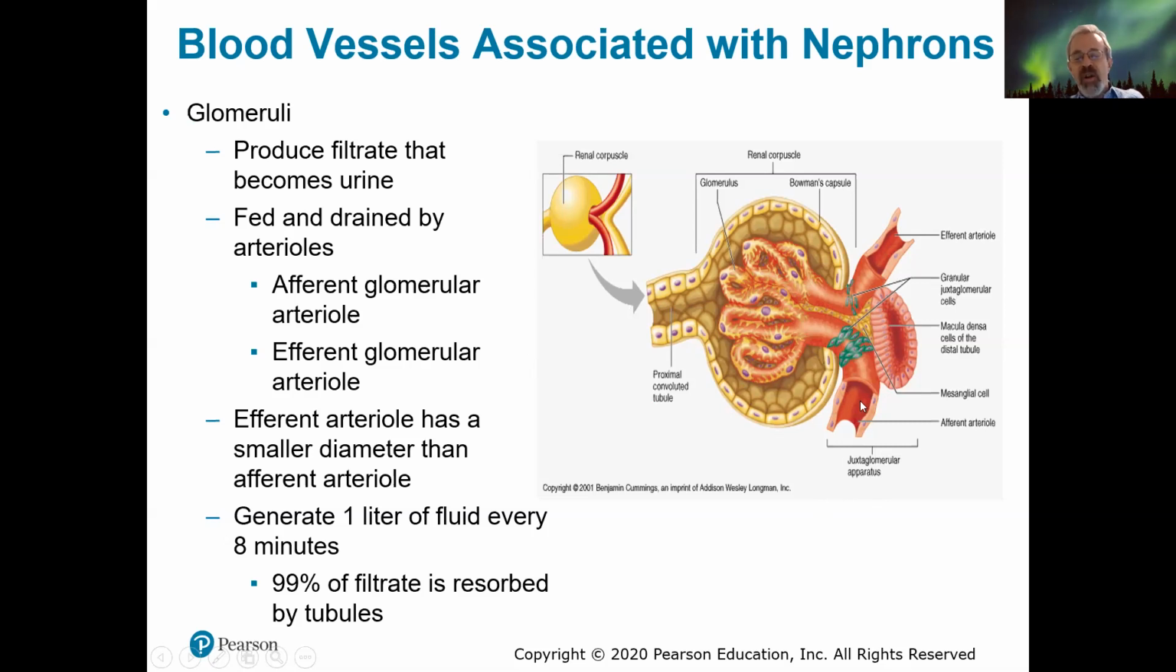Afferent arteriole is larger in diameter. This is very important. It helps to maintain the blood flow. Just to give you an idea of how much fluid is generated, about 1 liter of fluid is generated every 8 minutes. So that's about 7 liters per hour, right? That's about 170 liters per day.